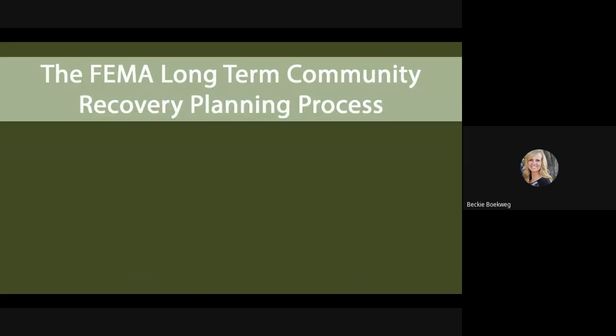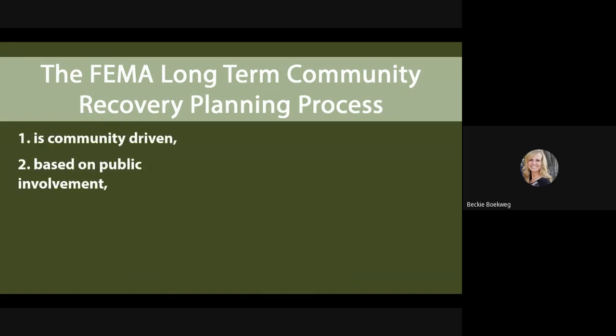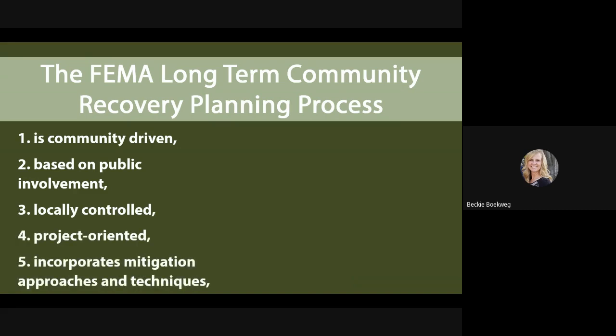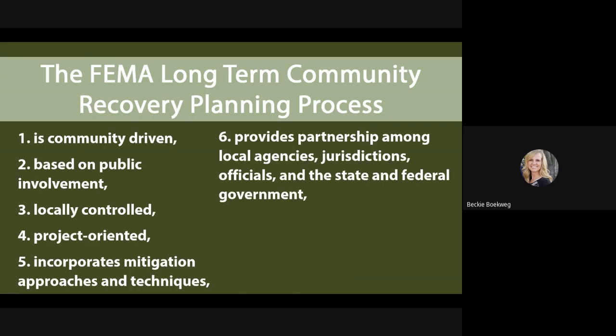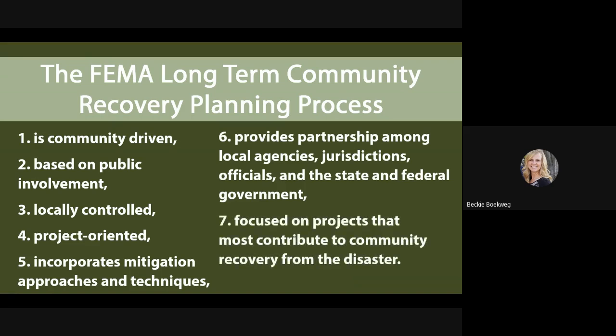The FEMA long-term community recovery planning process encompasses 7 principles that are action-oriented in supporting existing community planning efforts. They include planning that is community-driven, based on public involvement, locally controlled, project-oriented, incorporates mitigation approaches and techniques, provides partnership among local agencies, jurisdictions, officials, and the state and federal government, and is focused on projects that most contribute to community recovery from the disaster. These principles are the reason for these goals. These goals guide how recovery can look.